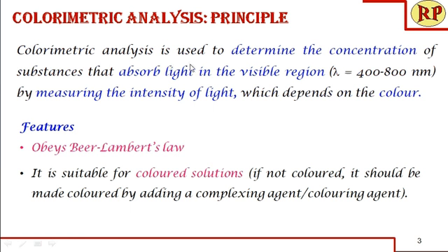Colorimetric analysis is used to determine the concentration of substances that absorb light in the visible region, that is, the wavelength between 400 to 800 nanometers, or to be more specific, 400 to 750 nanometers, by measuring the intensity of light, which depends on the intensity of the color. So this holds for colored solutions only. If the solution is not colored, we need to make it colored by using a complexing agent or coloring agent, and this obeys Beer-Lambert's law.